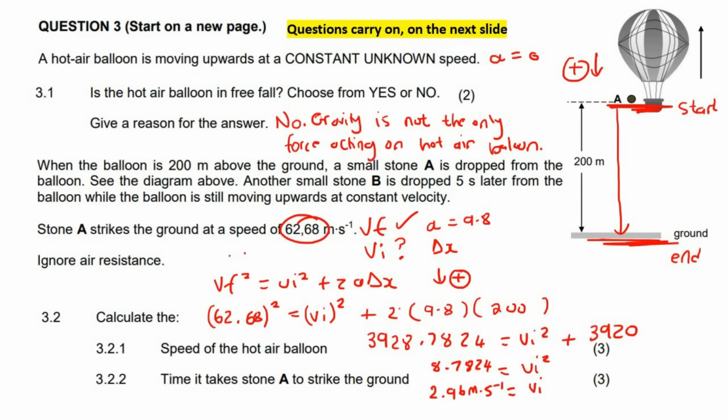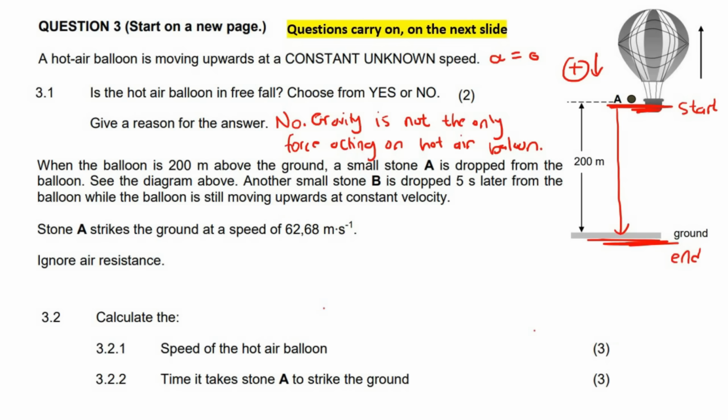And they just said speed, so you don't need to give a direction, because speed is a scalar, it doesn't have direction. So that is the original velocity of the stone, but that also means it's the original velocity of the hot air balloon, because the object that you drop and the object that you are dropping it from, like the crane or the hot air balloon, those two things have the same velocity at the beginning. Okay, so that answer is 2.96 meters per second.